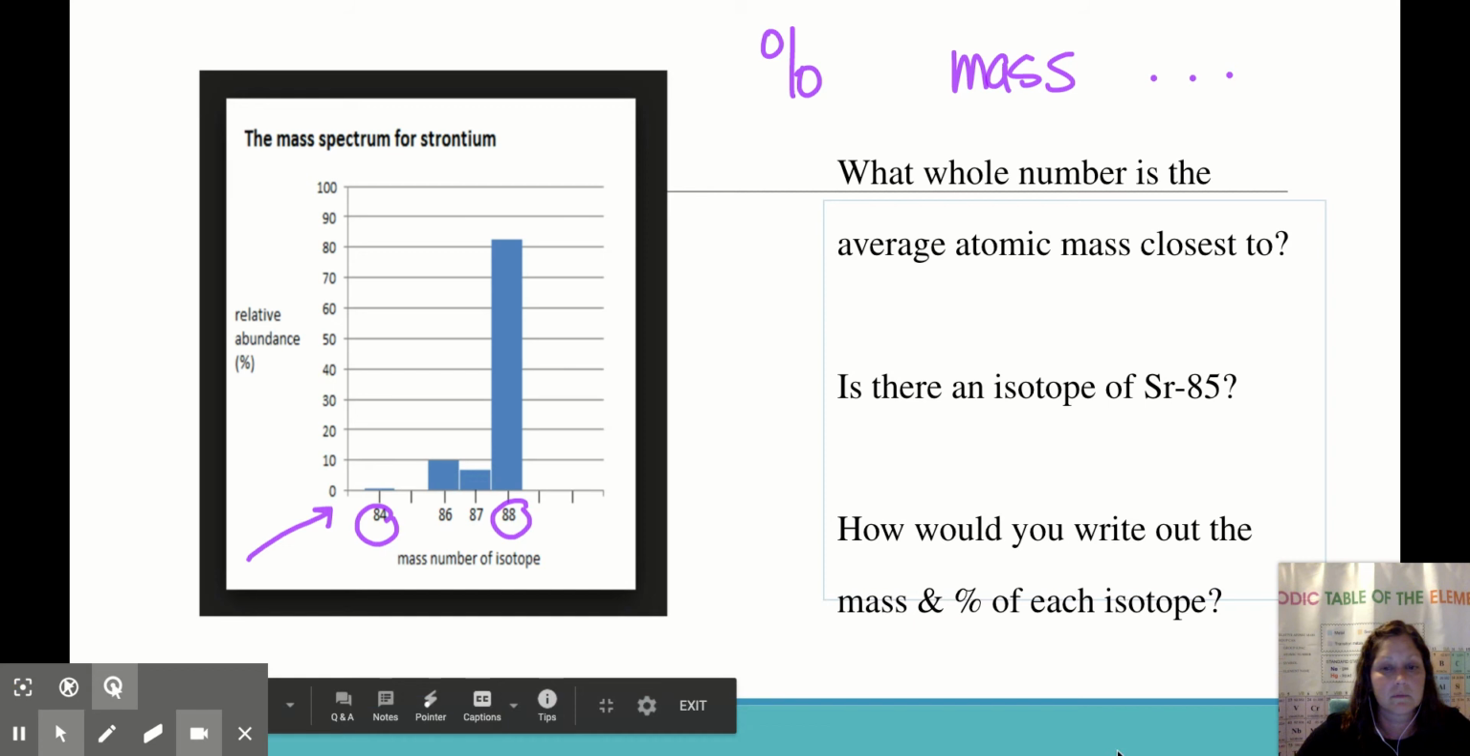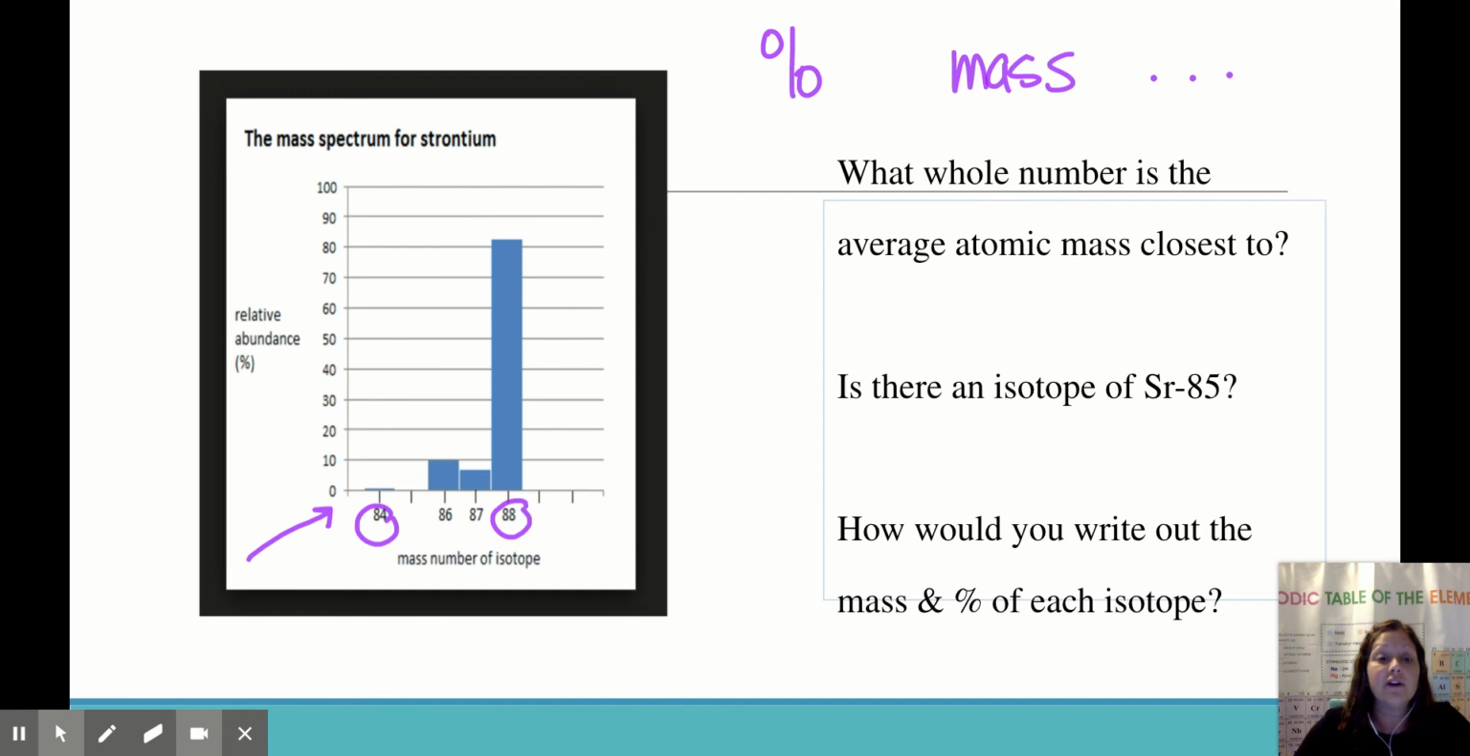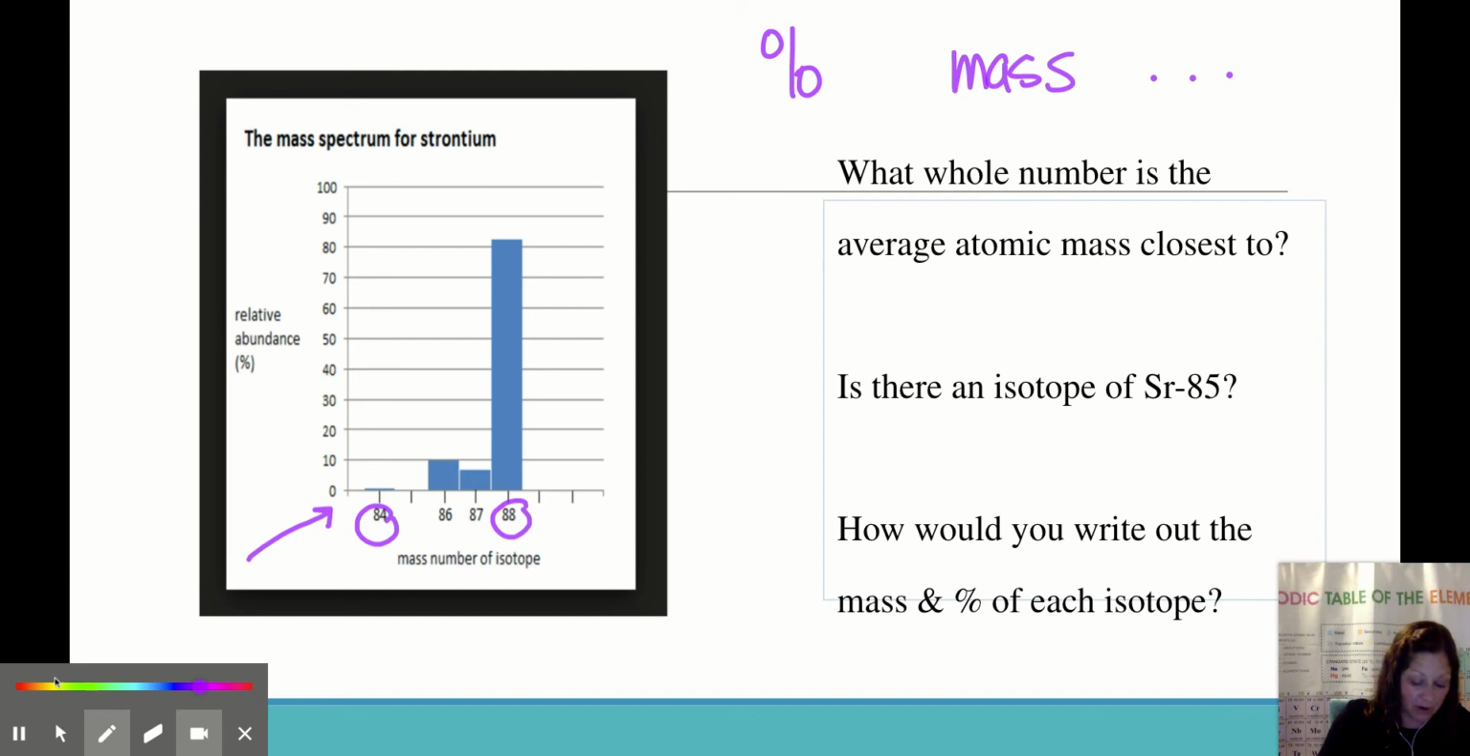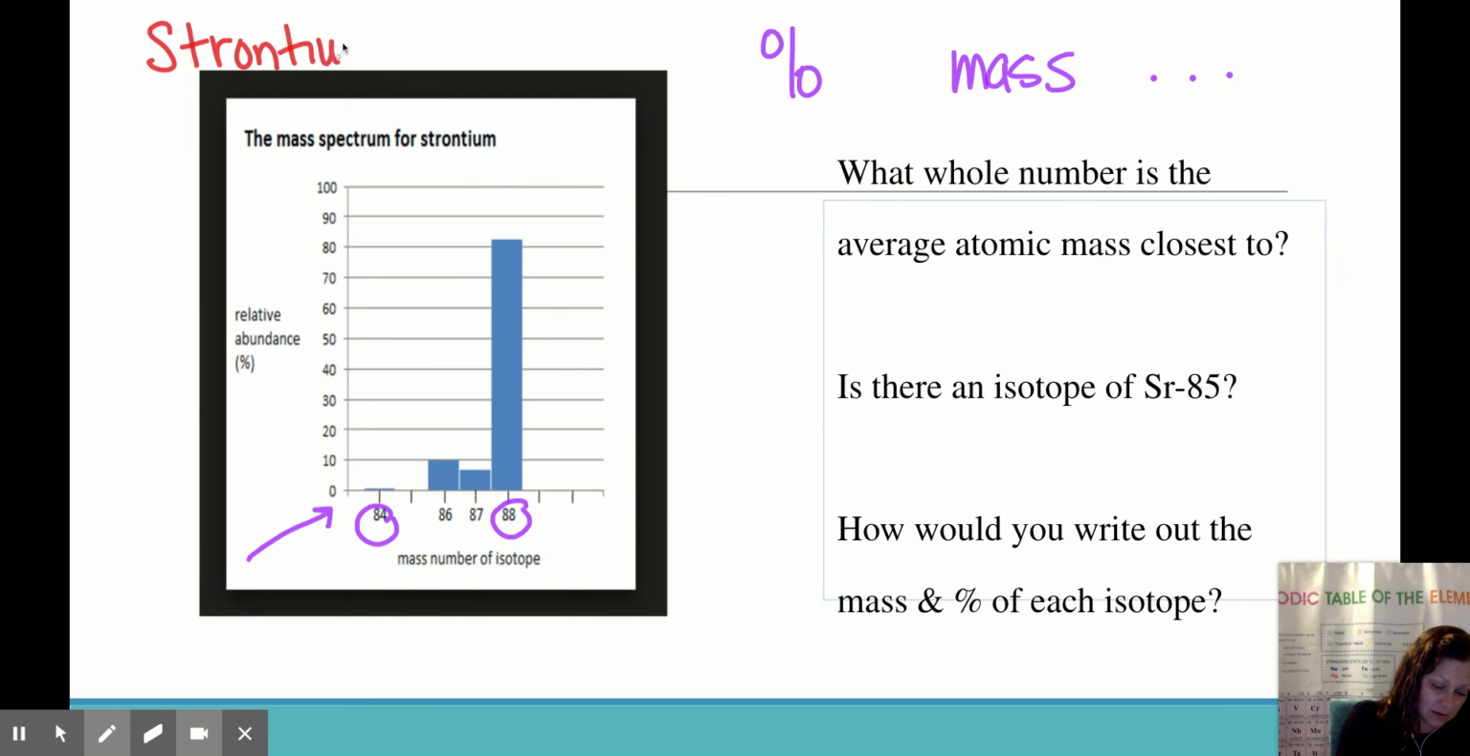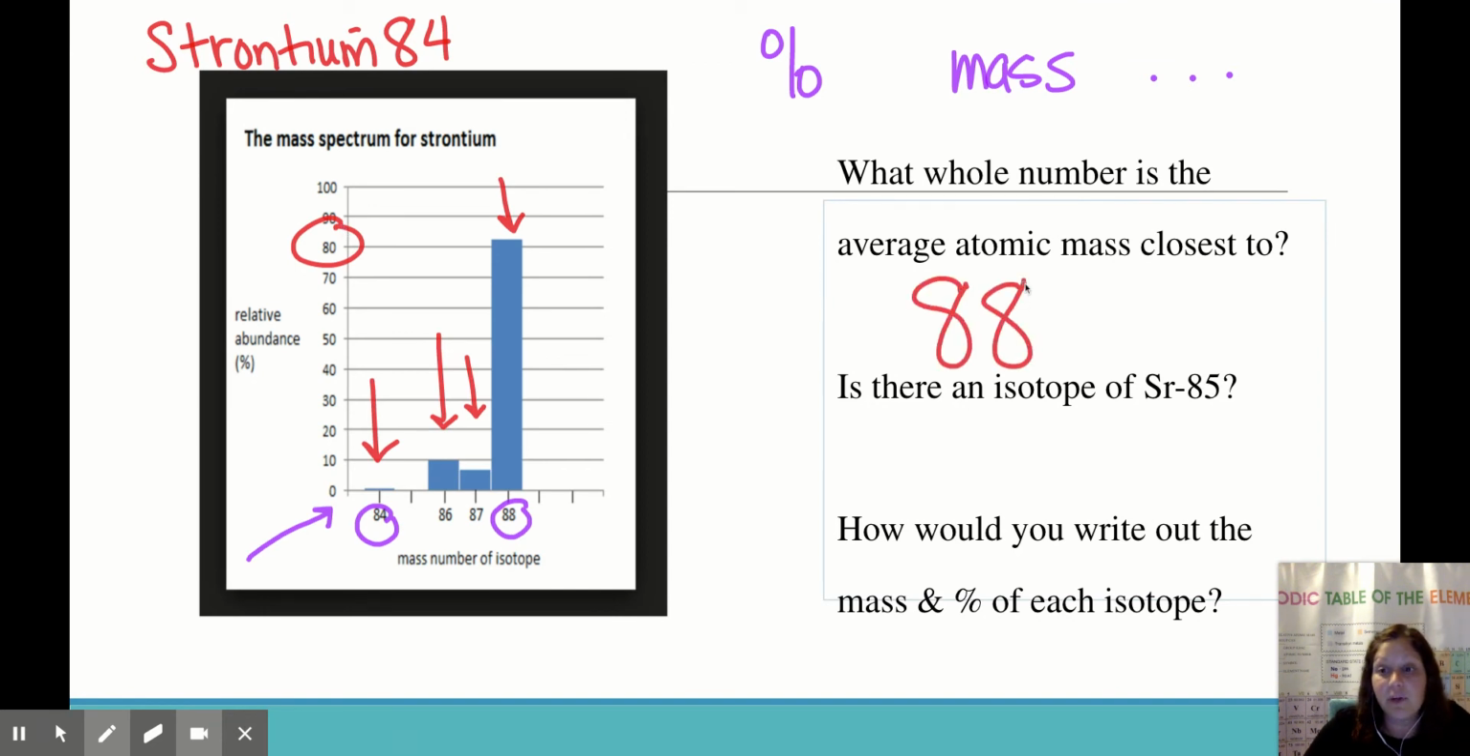So the whole number that the atomic mass is going to be closest to will be based on these percent abundances. And because there is such a high amount naturally for strontium 88, and again, remember, if you do know the mass number, that would become part of the name of the isotope. So this would be strontium 84, strontium 86, strontium 87, and strontium 88. If we did the percentages times the mass, it's over 80% strontium 88. So we would expect 88 to be close to the atomic mass or average atomic mass of strontium.